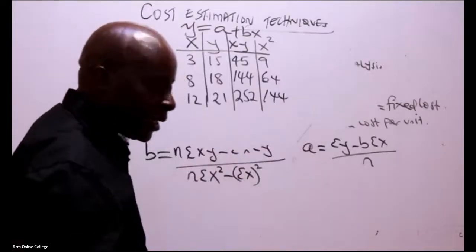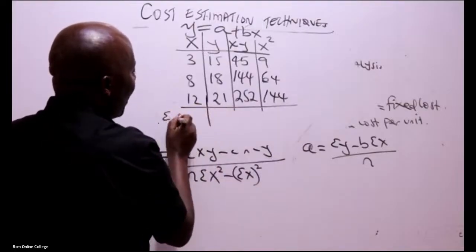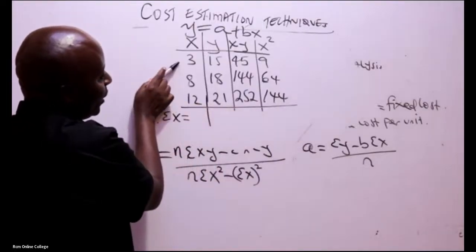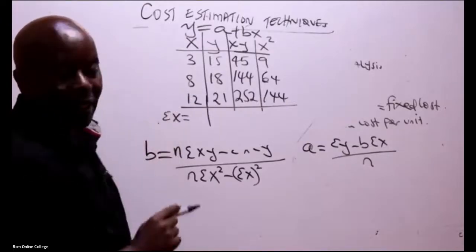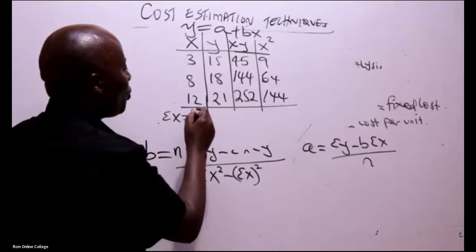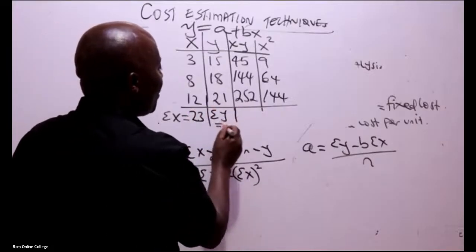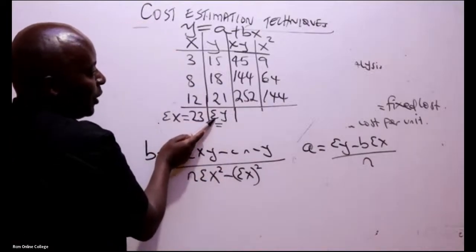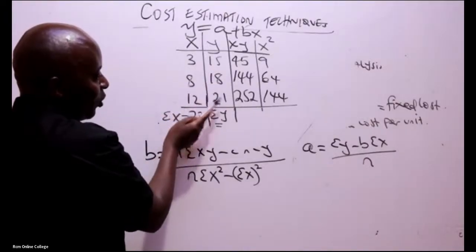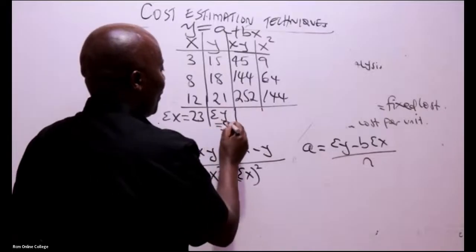So go ahead and give us summations. Give us here summation of x. Is there somebody who can add this for us? Summation of x will be 11 plus 12. That gives us 23. How about summation of y? Please add everything. It's important. This will be 15 plus 18 plus 21, which gives us 54.